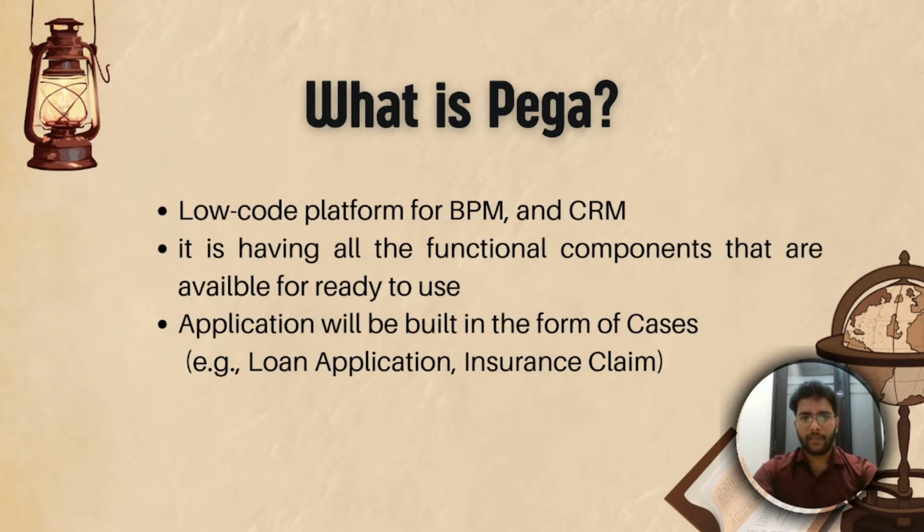Previously I mentioned that if you follow the traditional approach, you will take 3 years of development period compared to Pega. If you follow Pega, it will take 6 months of development period to deliver the product. The main reason for that statement is that it has functional components. Functional components are nothing but ready-to-use components. If you want to build a screen, you don't need to write all the logic.